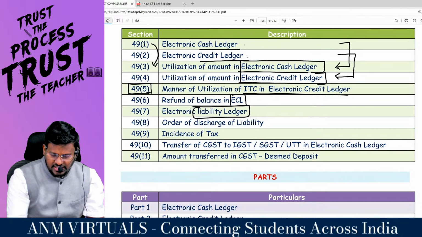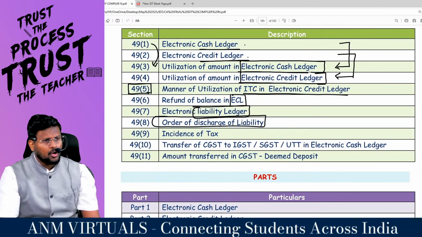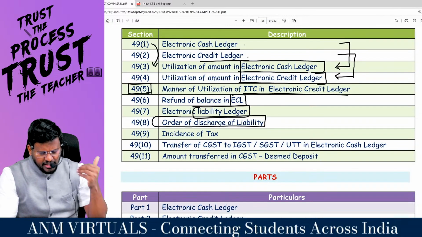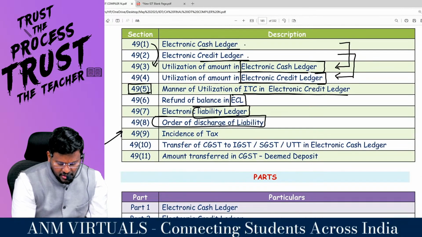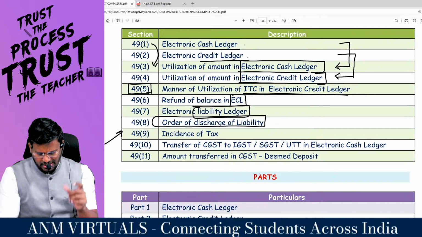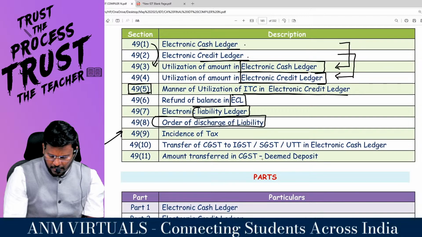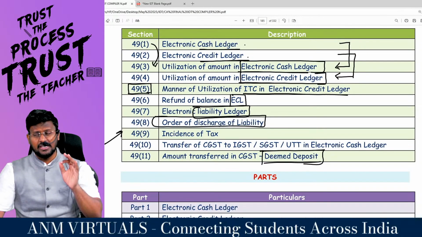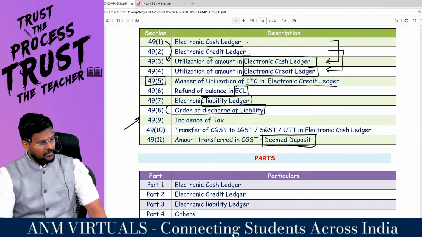Now, the order of discharge of liability is as per 49 subsection 8. In what order do you have to discharge your liability? That order is explained in 49 subsection 8, and the incidence of tax in 49 subsection 9. Then there is the transfer of CGST to IGST or SGST or UTGST in the electronic cash ledger, and the amount transferred in CGST will be treated as a deemed deposit. This many subsections are there in section 49, my dear lovable students.